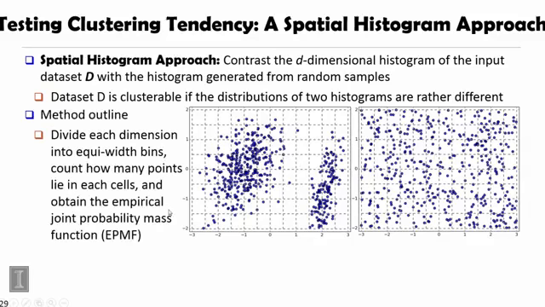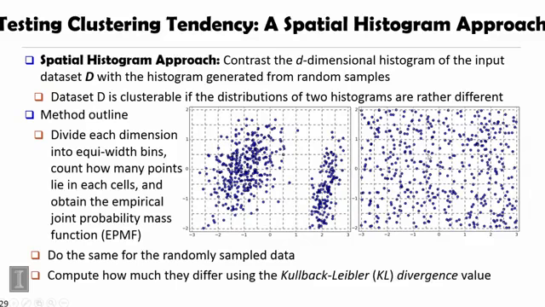The concrete method is we divide each dimension into equal-width bins. Then we see, for each cell, how many points are in it. Then we can generate an empirical joint probability mass function. Then for the randomly generated data sets, we do the same and generate an empirical joint probability mass function. Then we compare whether these two differ quite a lot. That means we want to measure how much they differ. The typical method is we use KL divergence. That means we calculate the KL divergence value.